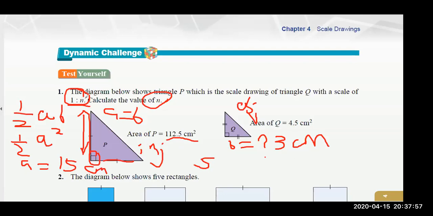And for this, how do you use 1:n, right? So this one is the object, this one is the image. So the answer is what? You cannot write 5 here, because the object is smaller, right? So you write 1/5. This one 1. So you divide them. So the answer is 1/5 for n.